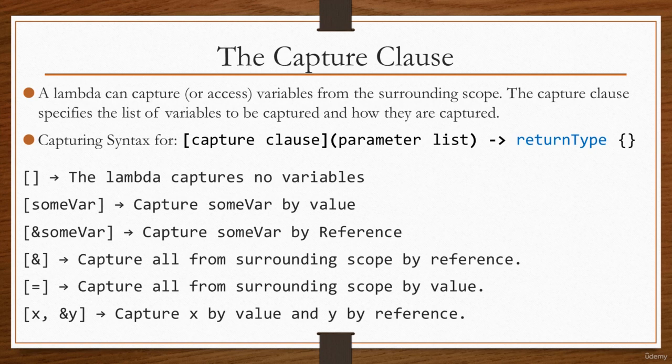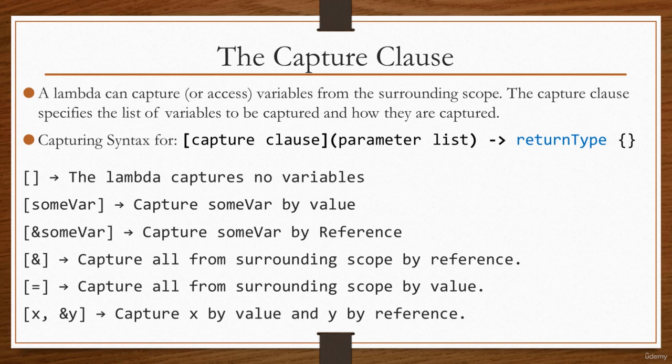A lambda can capture or access variables from the surrounding scope. The capture clause specifies the list of variables to be captured and how they can be captured. It's kind of similar to the parameter list in that we can capture by value and we can also capture by reference. If you capture some variable from the surrounding scope by value, then you cannot make changes to that. You can also capture by reference, and in that case you can actually make changes to the captured variable.